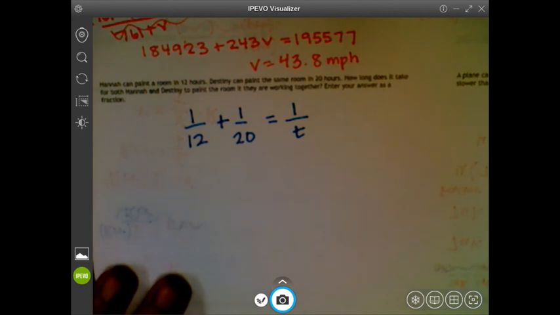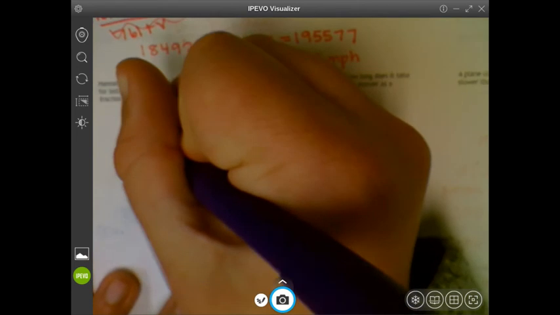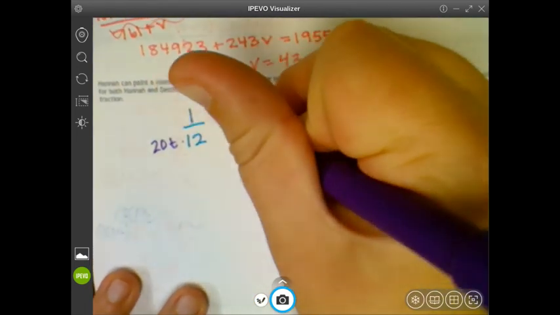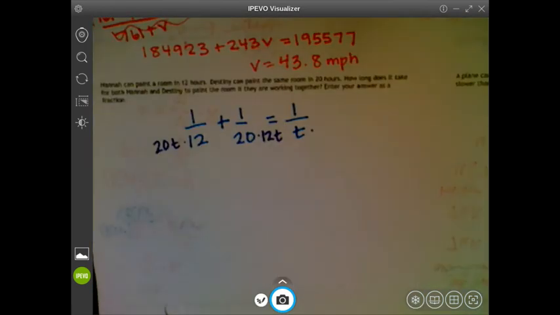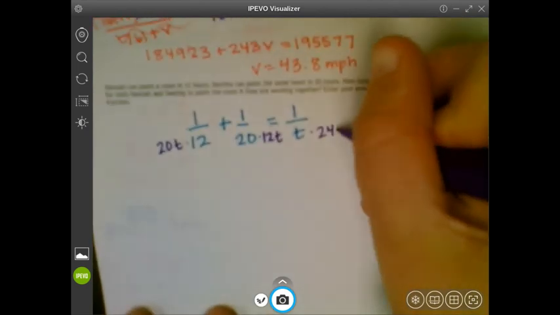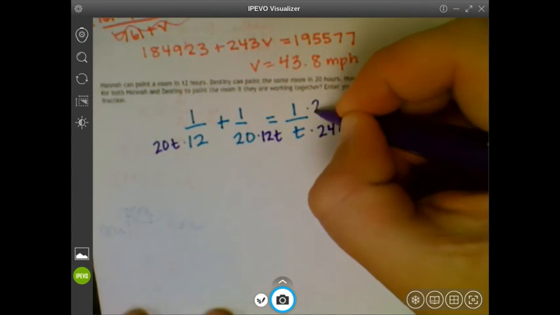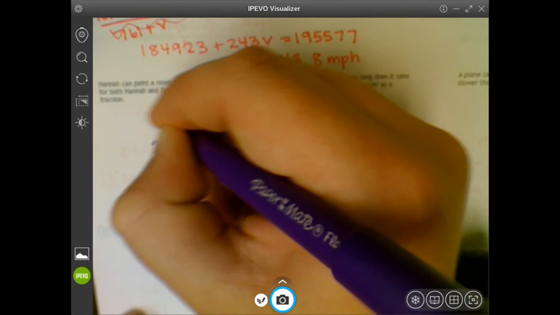So we're going to solve it the exact same way. The 12, you need to multiply it by 20 and T. The 20, multiply it by 12T. And the T, multiply it by 20 times 12, which is 240. And that will make all your denominators the same. So remember, you multiply the numerators by the same thing you multiplied on the denominator.